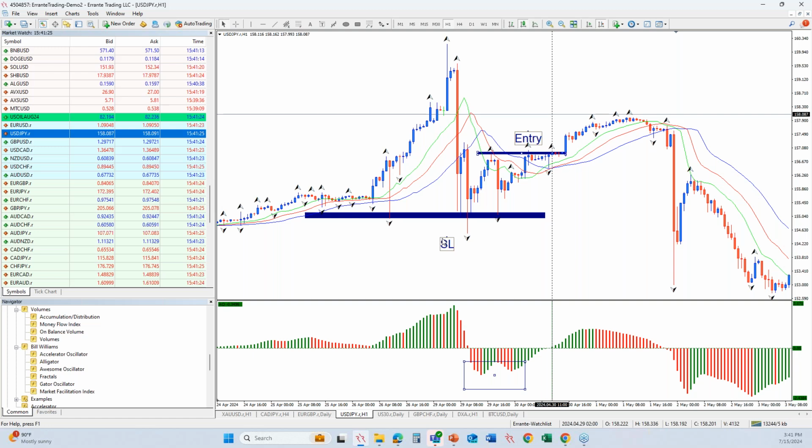Or also you can use the last fractal. This is another common strategy, or below the alligator for your stop loss, or some place below the alligator to put your stop loss. In that case, you can get a better reward to risk ratio as well.